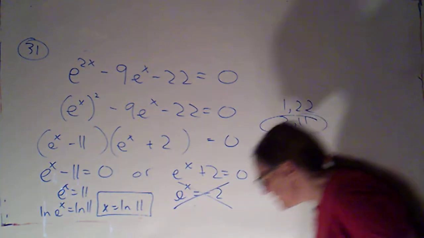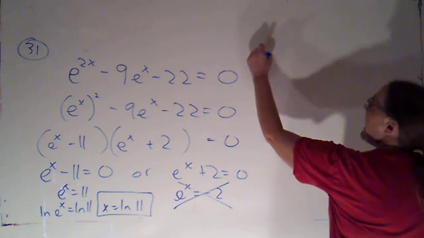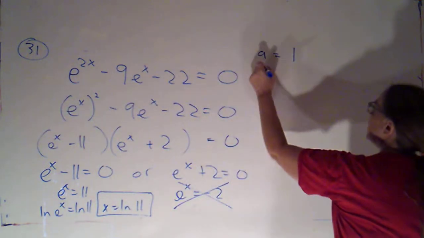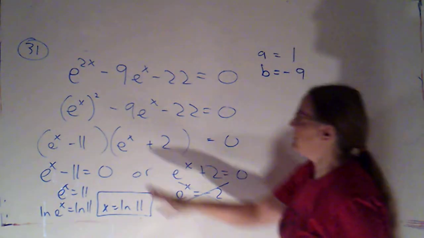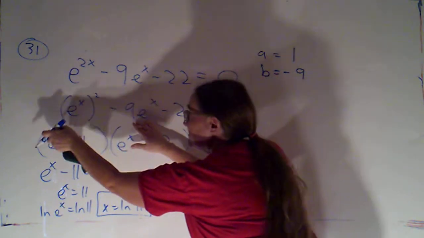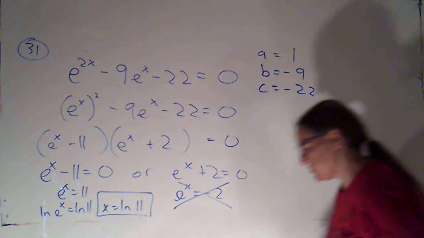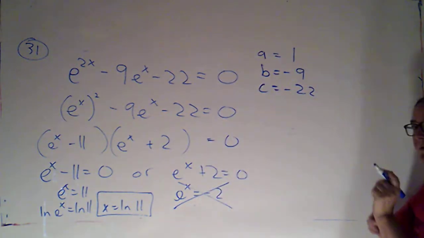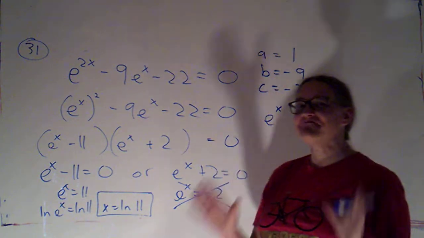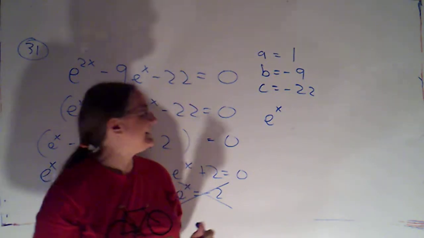I'm just going to show you what it would look like if we had used the quadratic formula. My a is the coefficient in front of the squared term, so that would be 1. My b is the coefficient in front of, in this case, the e^x, the thing that I'm squaring when it's not squared. And my c would be negative 22. When I use the quadratic formula, the most important thing to remember is that I'm not solving for x. I'm solving for e^x, because that's the thing we were squaring in this equation.